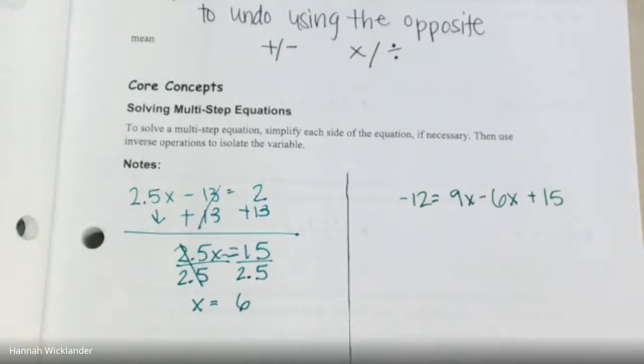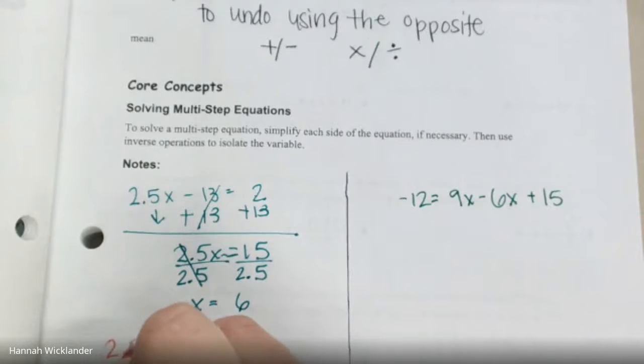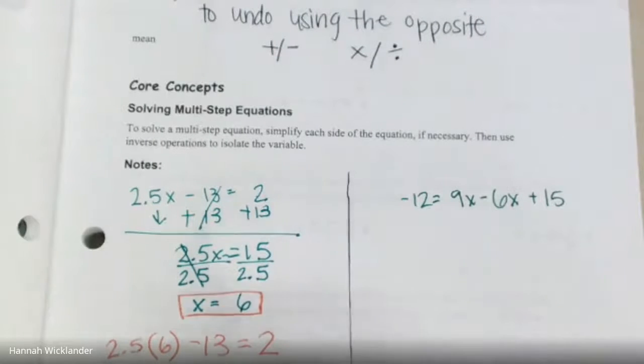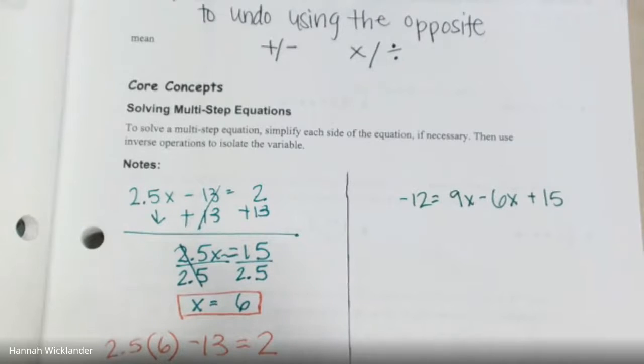So now I'm going to check my solution to prove that 6 is the correct answer. So I have 2.5. Wherever I see x in my equation, I'm going to plug in 6. 2.5 times 6 minus 13 equals 2. 2.5 times 6 gives me 15. Minus 13 equals 2. 15 minus 13 is 2. 2 does equal 2. So 6 is the correct answer.